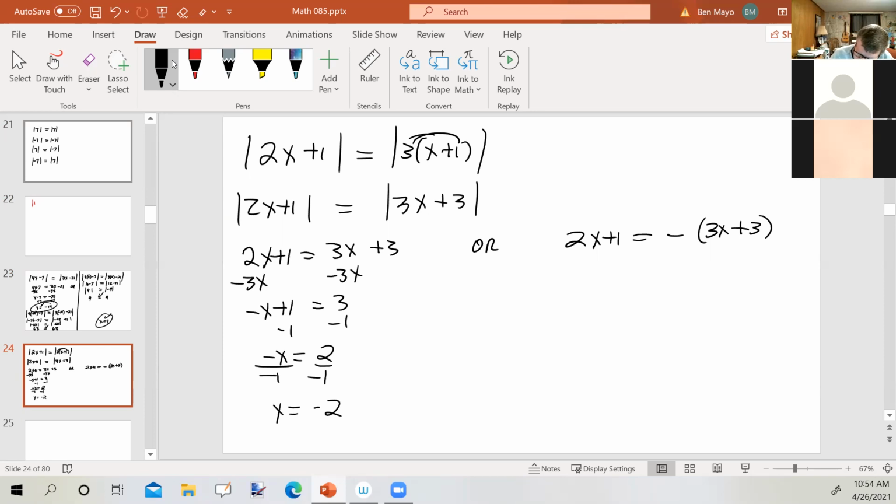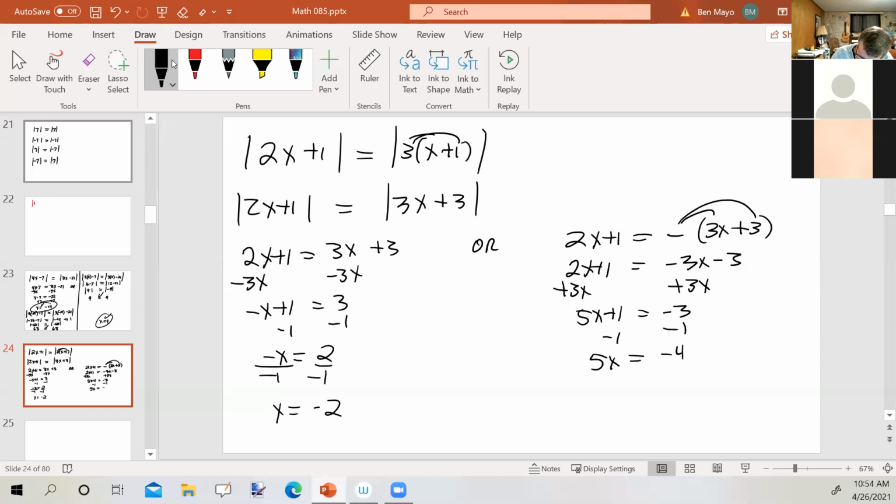The second equation, we've got 2x plus 1 equals negative 3x minus 3. Distributing the negative sign. We'll add 3x to both sides of the equation. 5x plus 1 equals negative 3. Subtract 1 from both sides. 5x equals negative 4. Divide by 5, x equals negative 4/5. So we come up with 2 possible solutions. Any questions before we check the work?